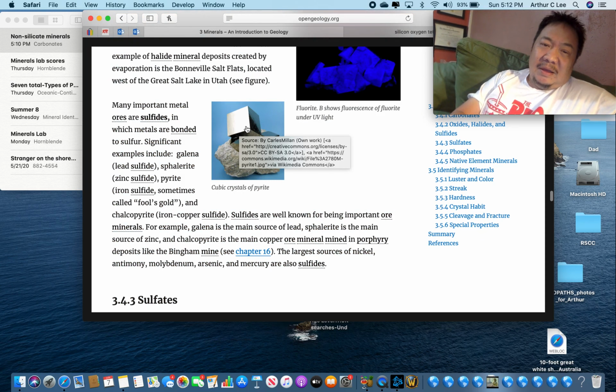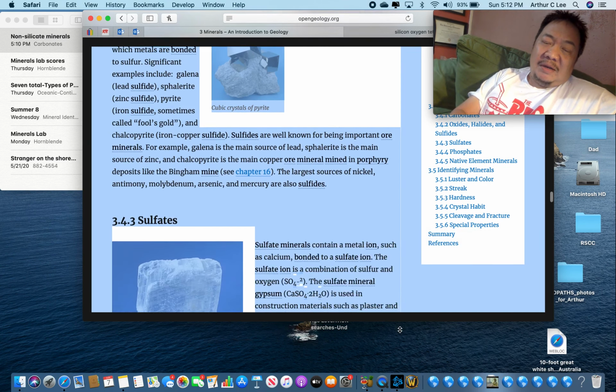Pyrite, FeS2. It's a sulfide mineral. Back in the old days, in the 1840s, they used to call it fool's gold because it kind of looks like gold.